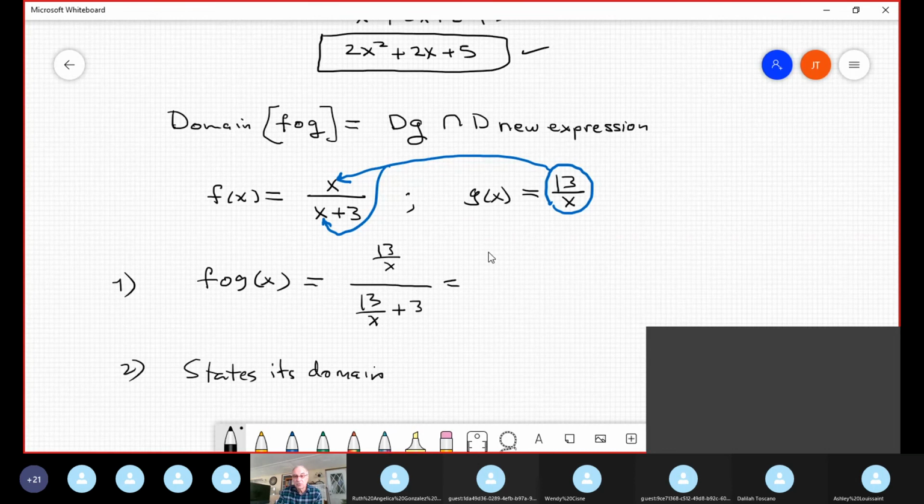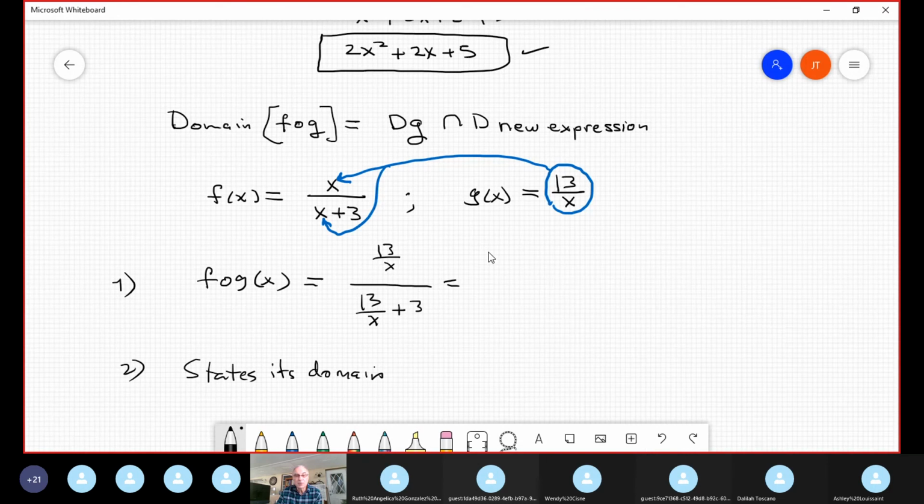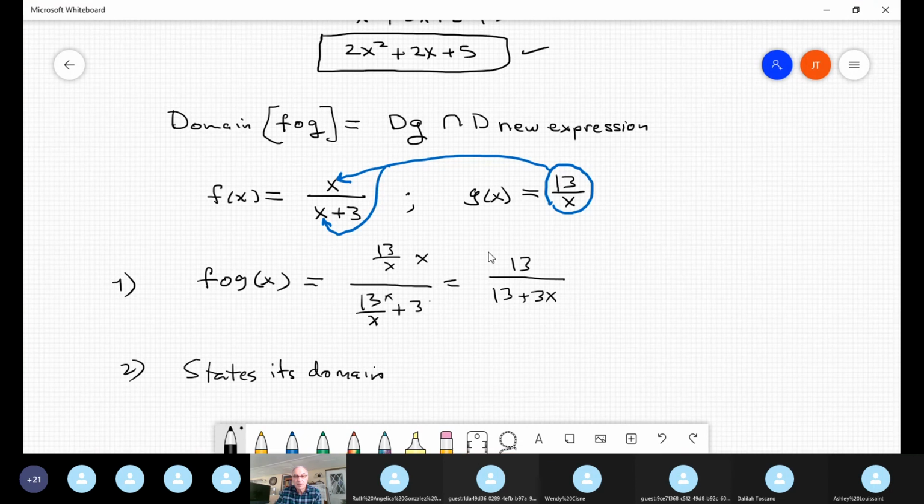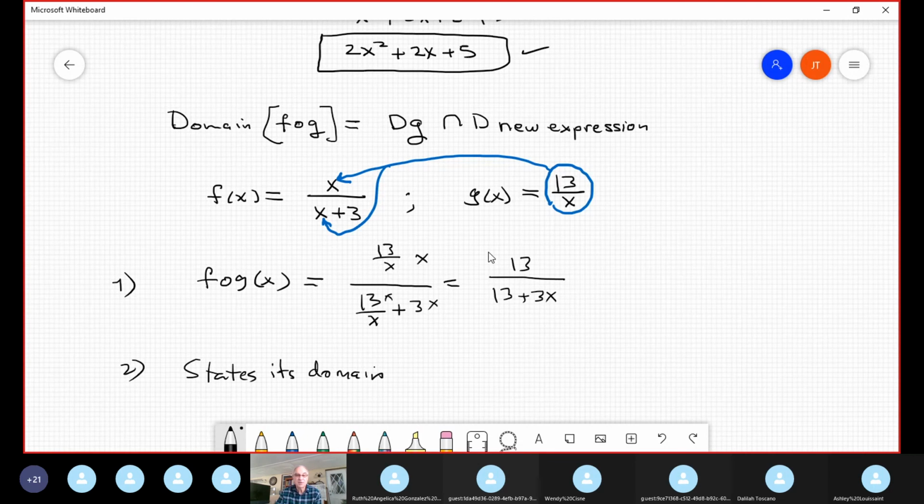Now, leave it like that? No. We apply a little bit of algebra. For example, I multiply top and bottom by x. We have 13 over 13 plus 3x. Do you understand what we're doing? I multiply by x here, and by x here. This x is cancelled, this x is cancelled, and this one not. And this is my elegant new expression. Super.